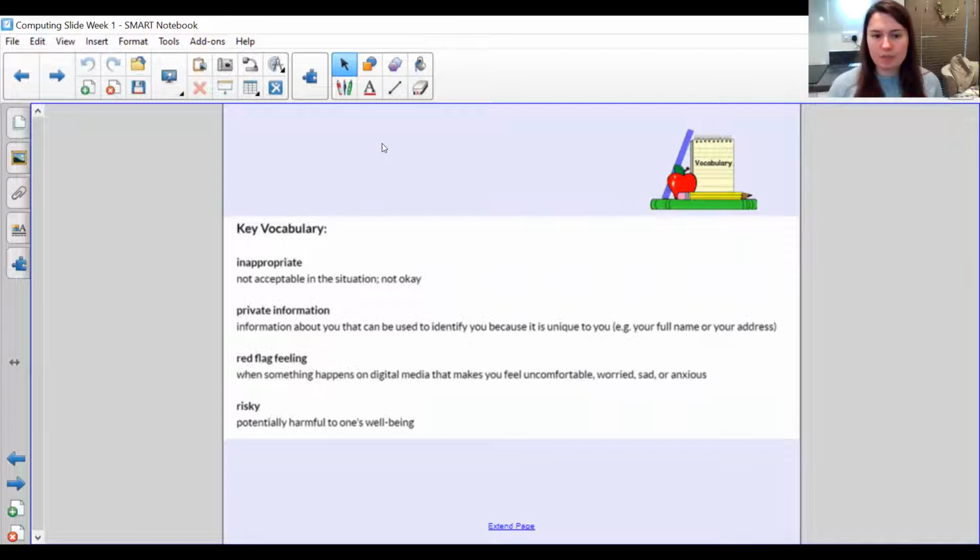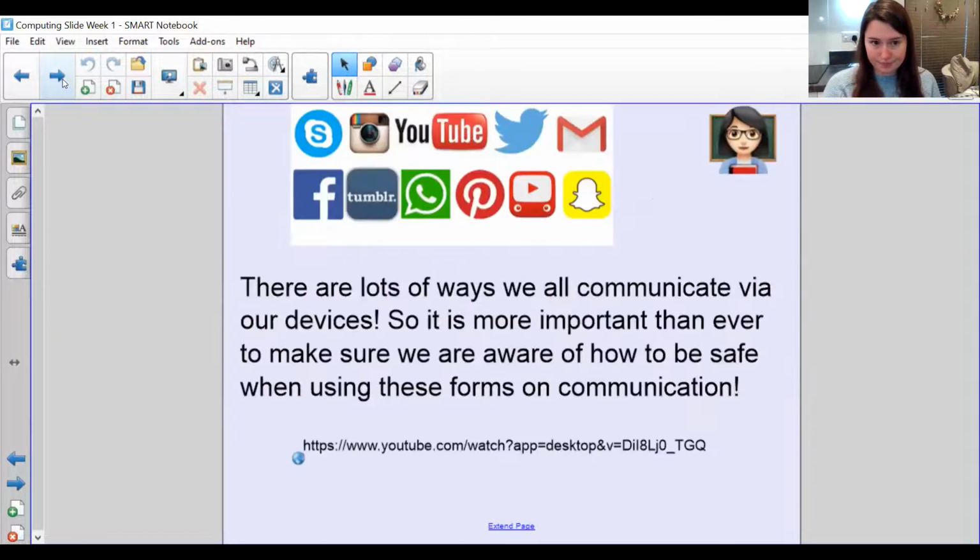A red flag feeling that I mentioned on the learning objective. When something happens on digital media that makes you feel uncomfortable, worried, sad, or anxious. I kind of say it gives you that funny feeling in your tummy. It's something's not quite right. And also the last word, risky, something that is potentially harmful to someone's well-being or safety.